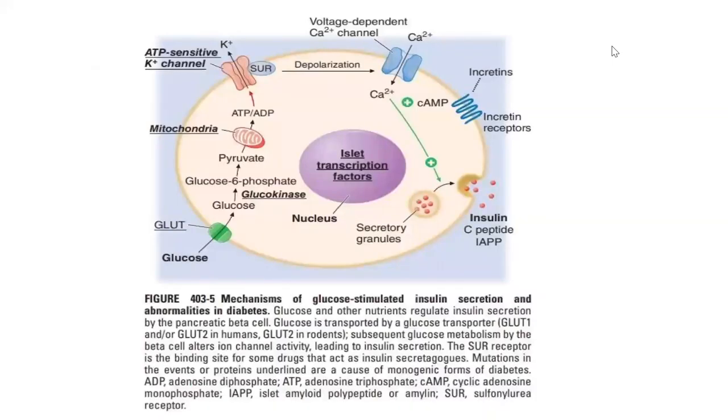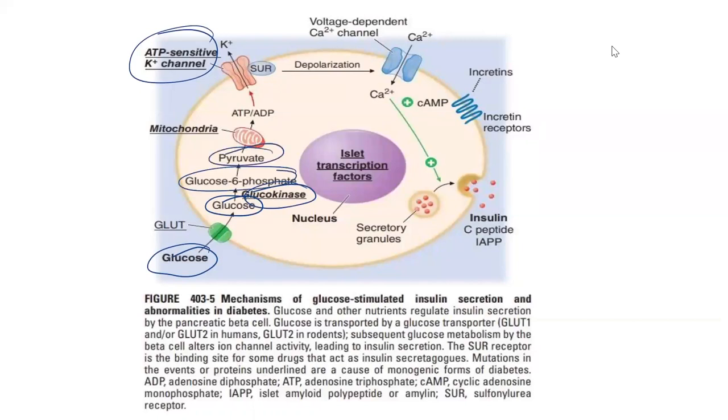Then this is a diagram showing the release of insulin from the beta cells. So what happens is that there are ATP sensitive potassium channels here, and this is glucose. Suppose when you eat something, this glucose enters the beta islet cells. With the help of glucokinase, it gets converted to glucose 6 phosphate, and then it enters glycolysis, and then there is a production of pyruvate.